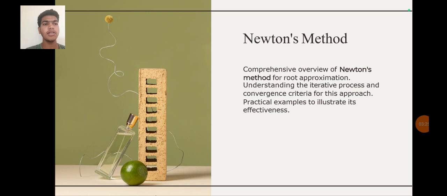So Newton's method is nothing but understanding the iterative process and convergence criteria for this approach, with practical examples to illustrate its effectiveness. Here you can see it iterating so that we can find the roots, until the number of roots we need is found. So this is nothing but Newton's method.